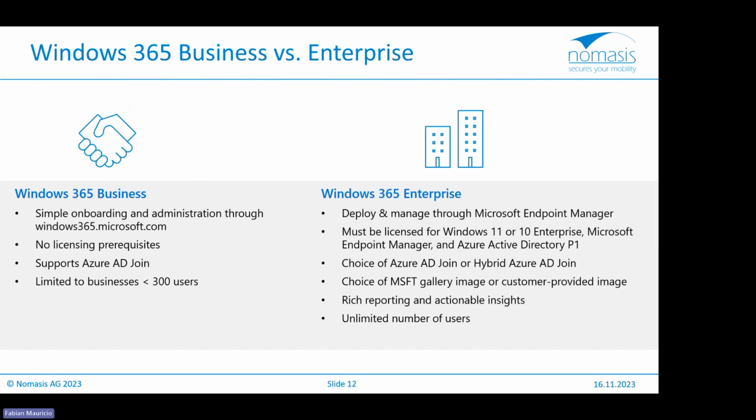Now, I told you before that two versions of Windows 365 exist, the business version and the enterprise version. I think we are going to focus more on the enterprise version throughout this presentation, but just so you know, the business version also exists. To quickly summarize the business version, it's that simple. You are not able to manage the cloud PC. It's managed by Microsoft. There is no licensing prerequisite, and it's limited to 300 users.